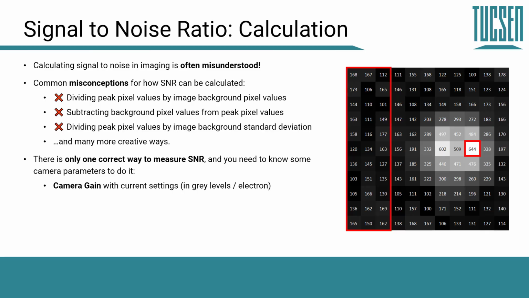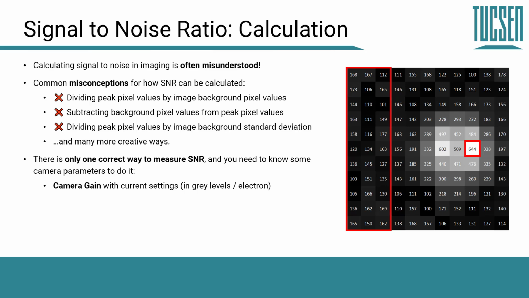But there are a few things that we do need to know, as I've mentioned, to calculate this. One absolutely essential part is we need to know the camera gain with the current settings of the camera in grey levels per electron. One thing I didn't touch on when we were exploring these misconceptions is that all of these values are in grayscales, not in any form of objective unit like photoelectrons.